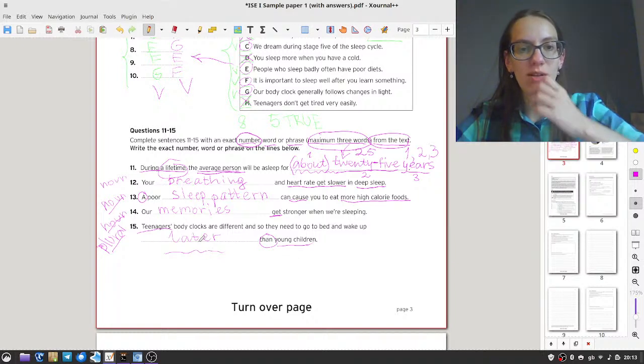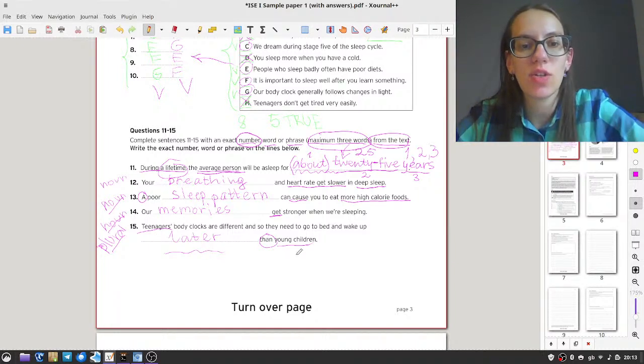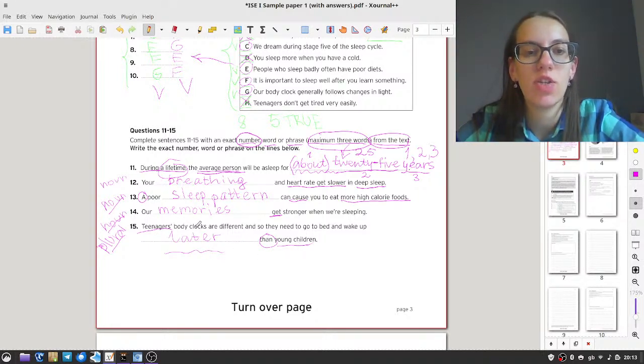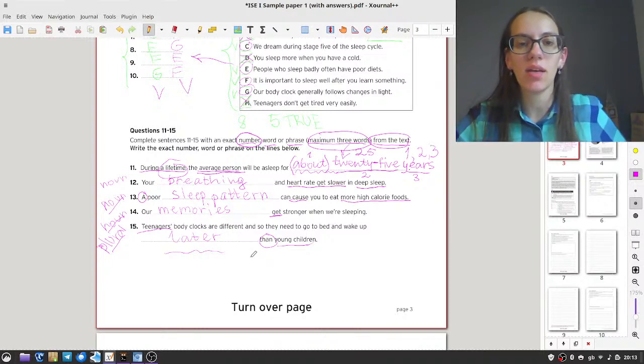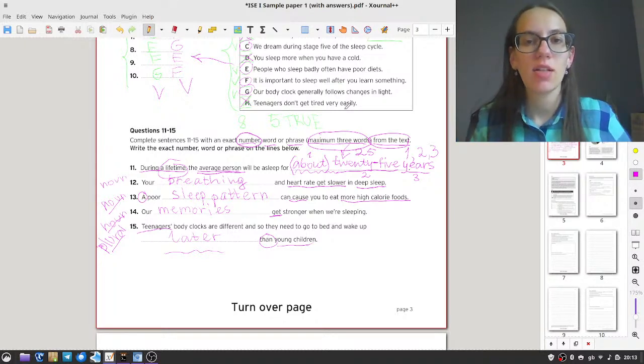So we have a comparison between teenagers and young children. Teenagers' body clocks are different, and so they need to go to bed and wake up later, not just late, but later than young children. So that makes sense grammatically, and it also makes sense from the point of view of the content. So this is it. One more time.